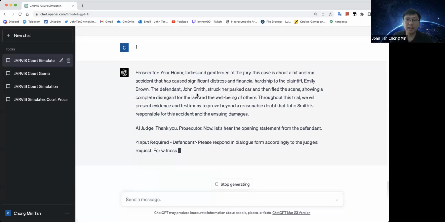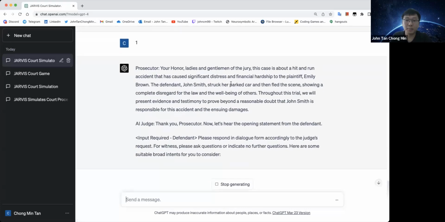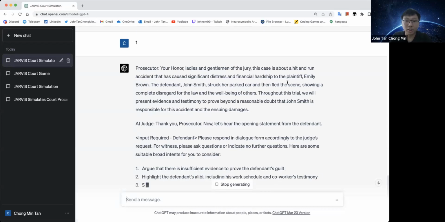Your Honor, ladies and gentlemen of the jury, this case is about a hit and run accident, blah blah, that has caused financial hardship. The defendant John Smith struck a parked car and then fled the scene, showing a complete disregard for the law and the well-being of others. Throughout this trial, we will present evidence and testimony to prove beyond a reasonable doubt that John Smith is responsible for this accident and the ensuing damages.